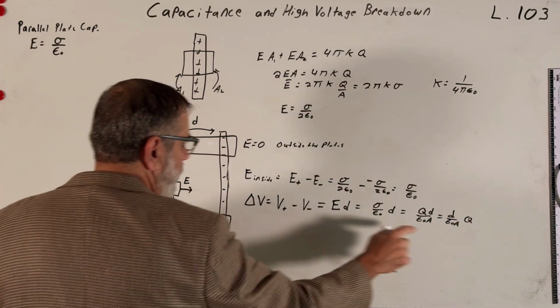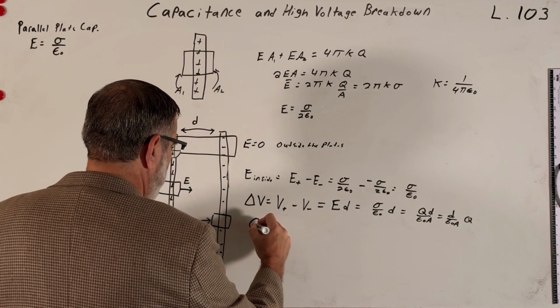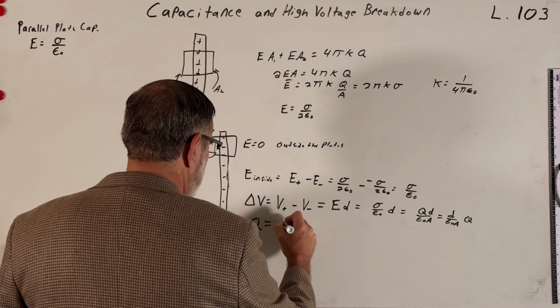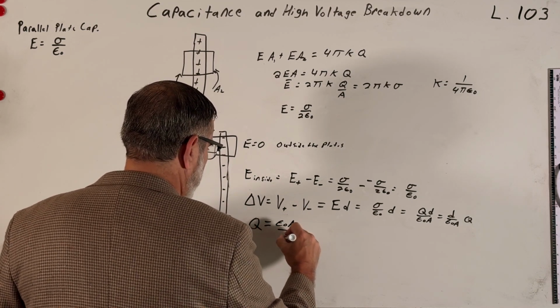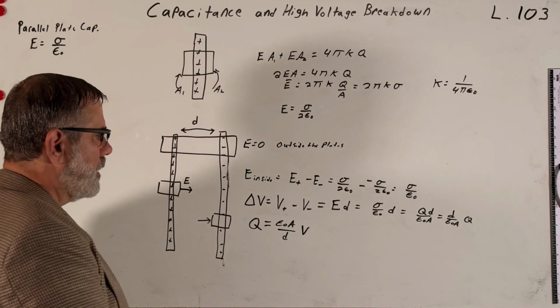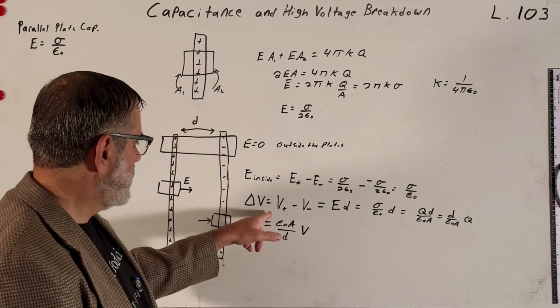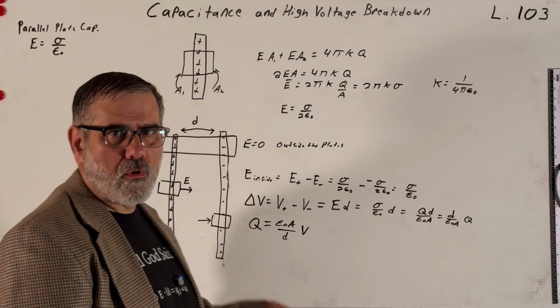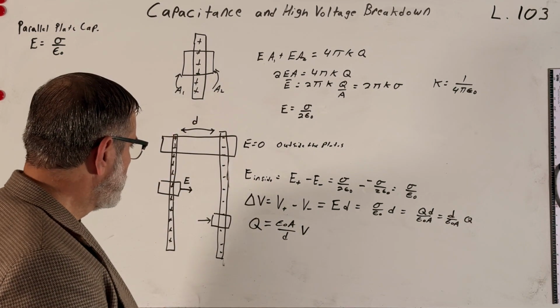I actually want to solve for charge. So I'm going to write this as Q equals epsilon naught A over D times V. Okay, I just solved for Q in terms of V. Instead of writing delta V, I'm just writing V. Okay? So why did I do that?